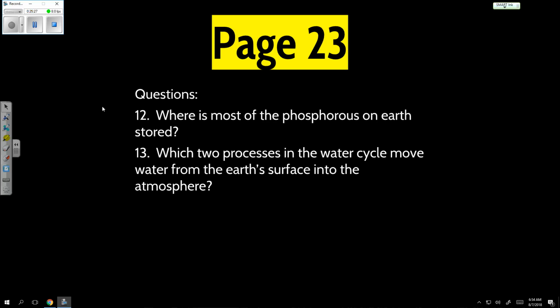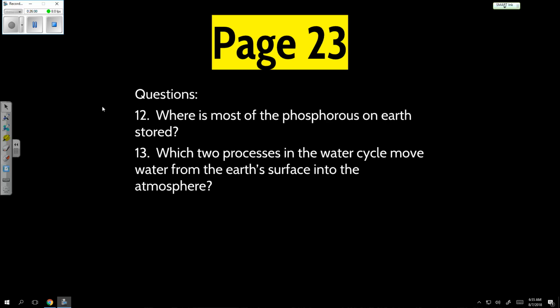Page 23, questions to answer. Where is most of the phosphorus on Earth stored? Which two processes in the water cycle move water from Earth's surface into the atmosphere? The phosphorus cycle. Phosphorus is another element that living things use to build important chemicals. Unlike carbon and nitrogen, phosphorus generally does not exist as a gas. Highlight that sentence. Therefore, it is not found in the atmosphere.